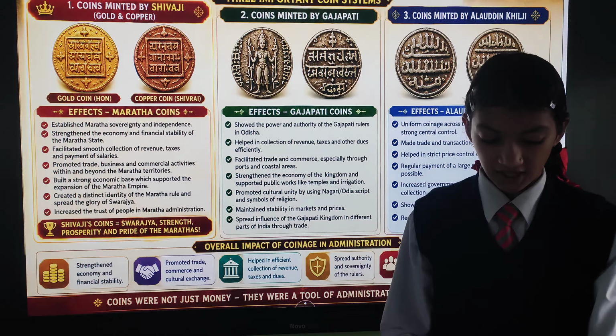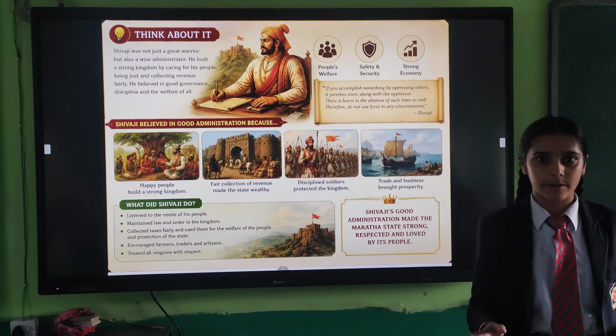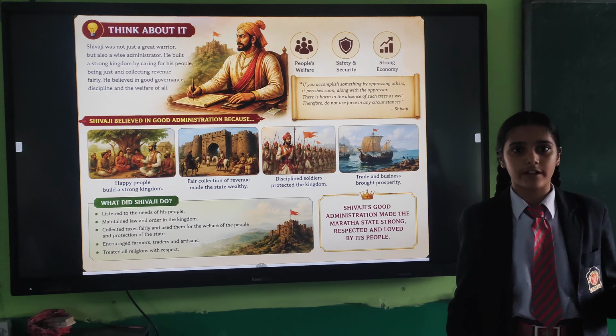Good morning everyone. Now I am going to explain this part. Here Chhatrapati Shivaji has said that we should not take wood from the trees without the permission of the people living there, as he was not just a great warrior, he was also a wise administrator. He believed that we can build a good kingdom by helping people and by taking fair revenue.